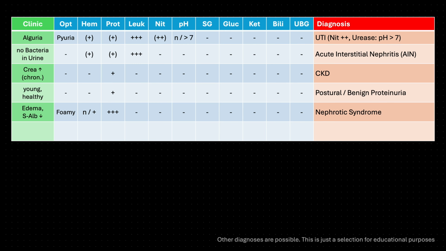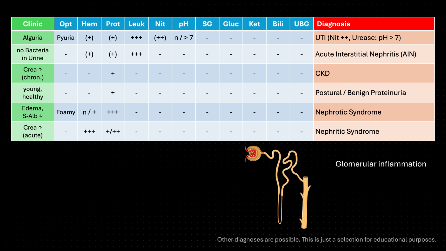Let's do another one. This time there is strong positivity for blood, but only some protein. Clinically, the patient shows signs of acute kidney injury. For instance, sudden onset arterial hypertension and a sudden increase of serum creatinine. This time sudden, so acutely, and not chronically elevated like in CKD. How do we call this syndrome?